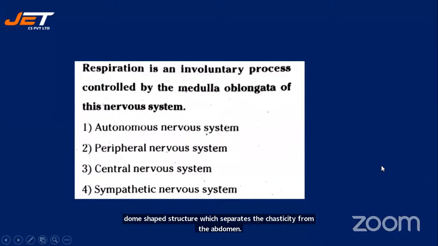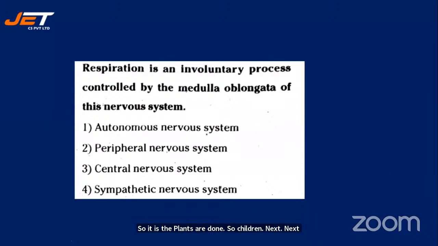Next we'll move with the next question. Respiration is an involuntary process controlled by the medulla oblongata of which nervous system? See, actually medulla oblongata belongs to the hindbrain part of the human brain. Mostly this medulla oblongata is concerned with involuntary actions. What are involuntary actions? These are the processes which happen in the human body without our consciousness.